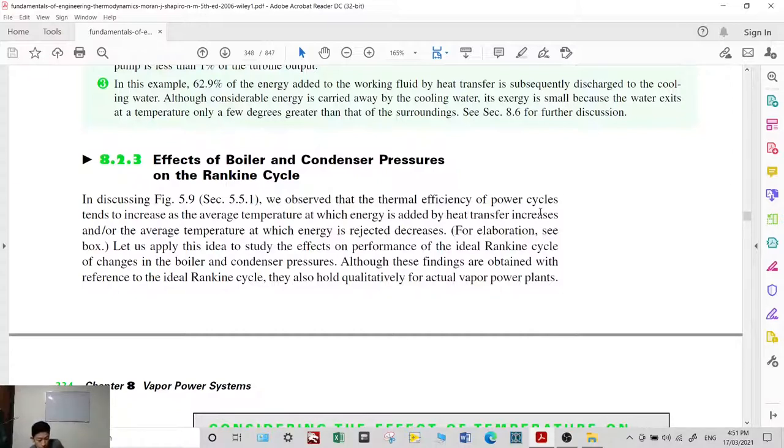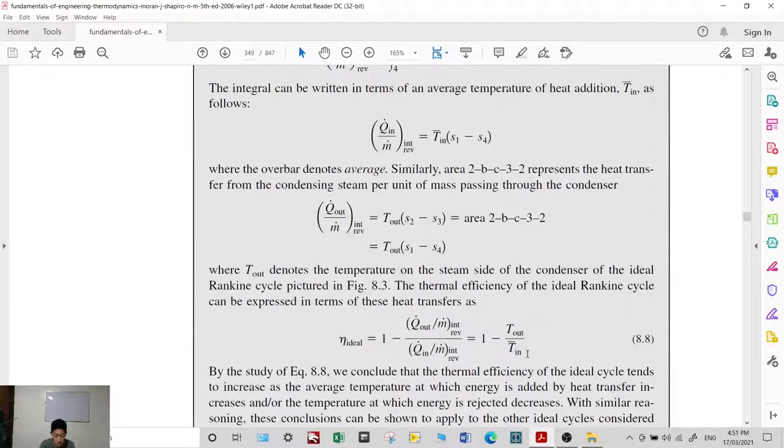We will discuss the effects of boiler and condenser pressures in the Rankine cycle. The main question that we want to answer in this discussion is, what is the effect of increasing the boiler pressure or decreasing the condenser pressure on the thermal efficiency of the Rankine cycle? First, let's review. This is the thermal efficiency for an ideal Rankine cycle that has no irreversibilities, just the same as the Carnot efficiency, wherein the efficiency is 1 minus T out over T in.